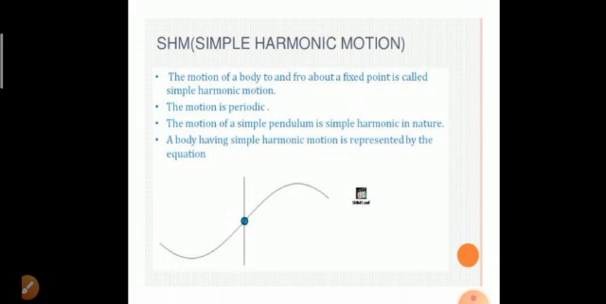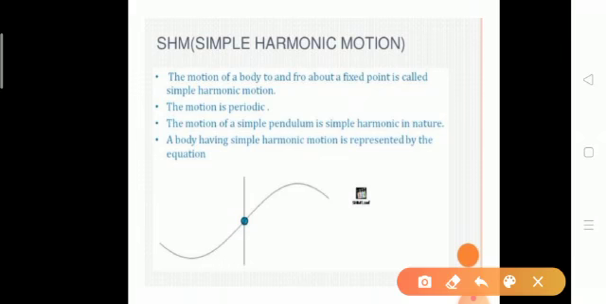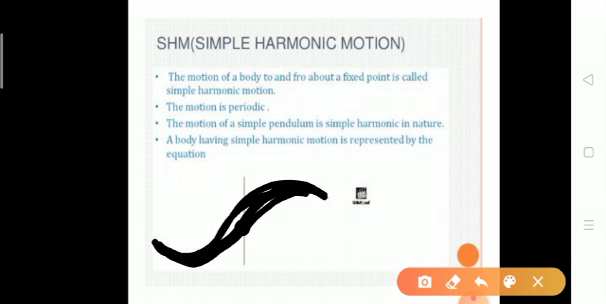So first will be simple harmonic motion. What is meant by simple harmonic motion? If the motion of a body is to and fro about some fixed point, let's take an example. This is your point, and the body is performing this kind of to and fro motion about some fixed point. Then that motion is called simple harmonic motion. This motion is periodic. It repeats itself after some interval of time. That's why this motion is called periodic motion.